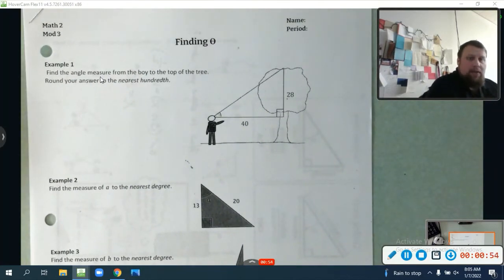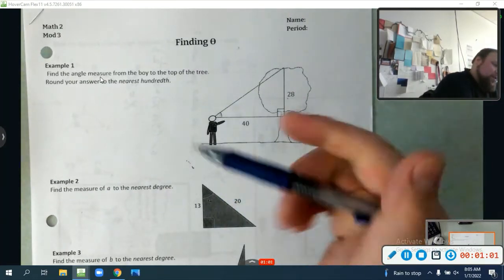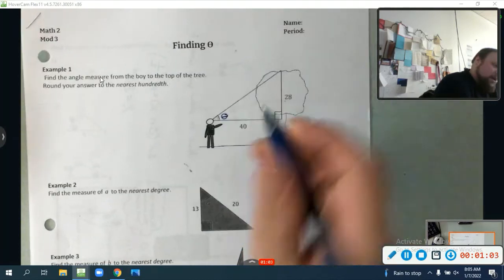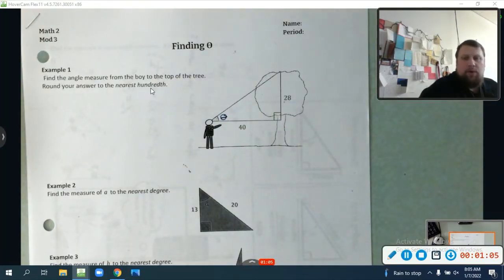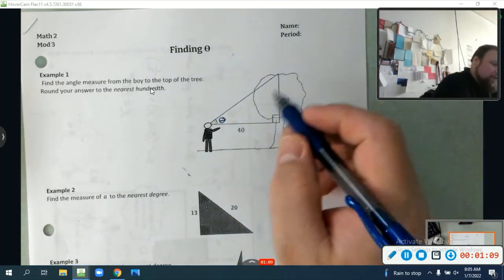It says find the angle of measure from the boy to the top of the tree, round your answer to the nearest hundredth. So now I want to find this angle. I want to find out what theta is. I'm going to go about the same process that we've been doing with our tangent packet and with our SOHCAHTOA packet. I'm going to identify what I have here.